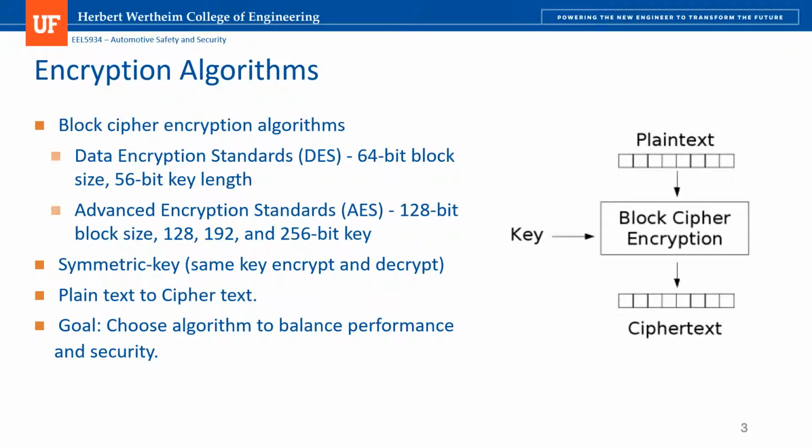So I decided to constrain this research to just block cipher style encryption algorithms. On the right you can see a diagram which shows how these work. There's a plain text entry and a key that get fed into a block cipher, and the output of that is the encrypted ciphertext. I looked into DES, which is the Data Encryption Standard. This is a 64-bit block size and a 56-bit key. And then AES, which is the Advanced Encryption Standard, 128-bit block size with variable key sizes of 128, 192, and 256 bits.